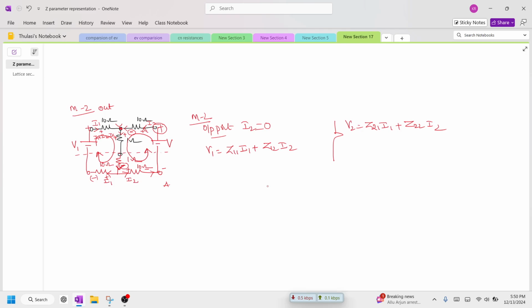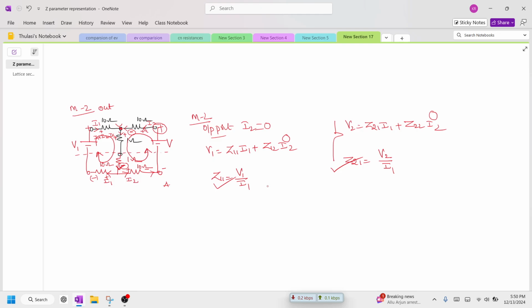Next equation is V2 is equal to Z21 I1 plus Z22 I2 are the equations what we are going to have. So now from here I2 is 0, means this term becomes 0. Therefore Z11 is equal to V1 by I1. You have to find out first. And Z21 is equal to V2 by I1. Okay. So first we have to evaluate these two.